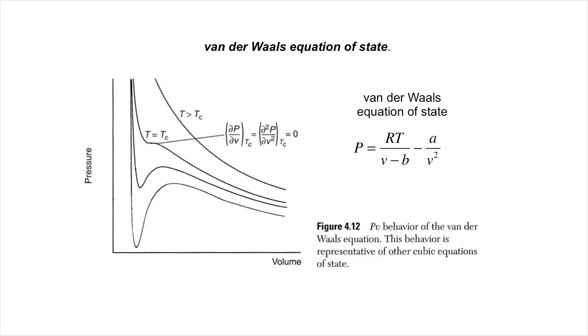Summarizing, van der Waals argued that the behavior of a non-ideal gas will closely obey P equals RT over (V minus B) minus A over V squared, now known as the van der Waals equation of state.